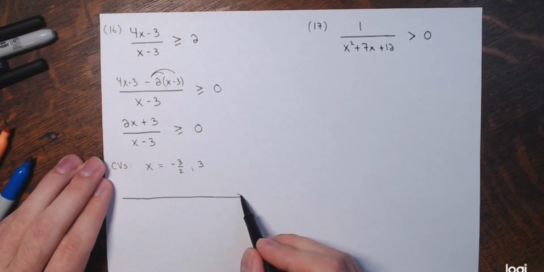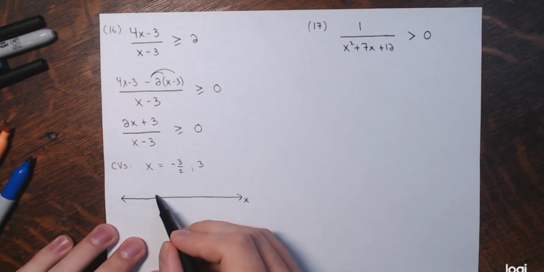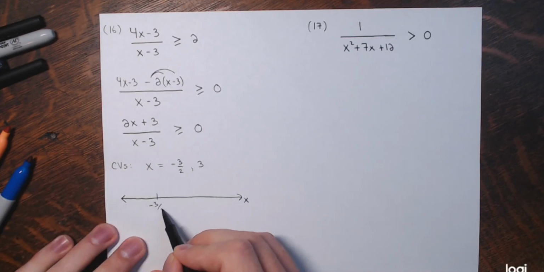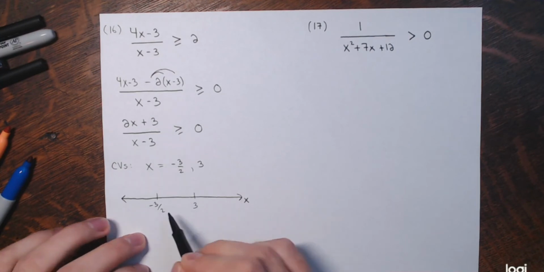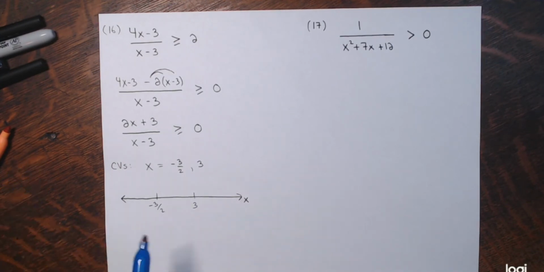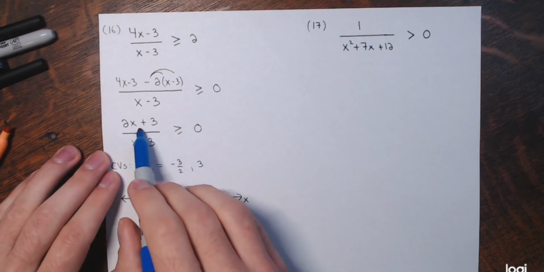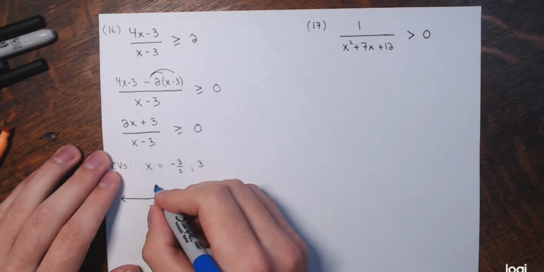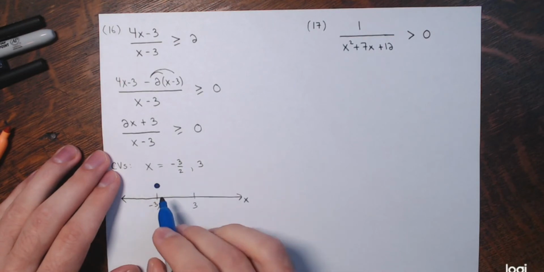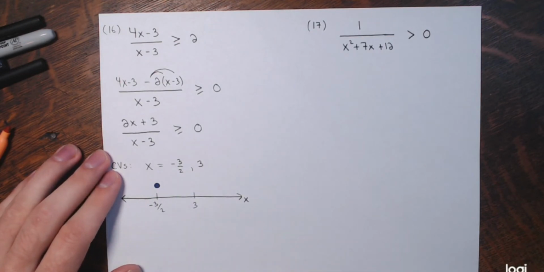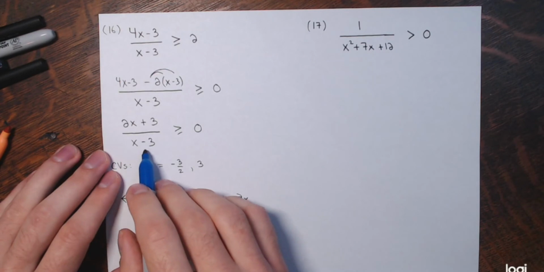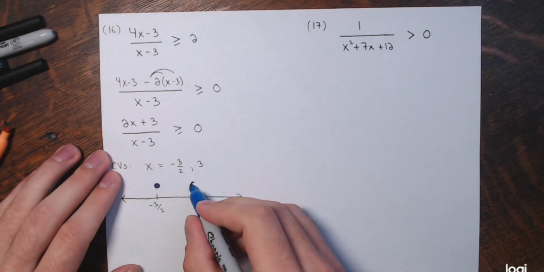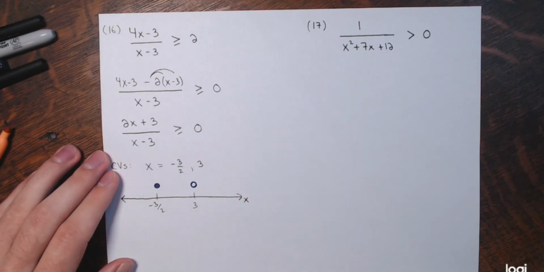Mark these off on a number line. These are values of x. And negative 3 halves would be to the left of positive 3. I test if these are solutions. Now when you plug in negative 3 halves, you have 0 is greater than or equal to 0. That's true. The equal to part is satisfied. So negative 3 halves is a solution. Positive 3 is not, because you're dividing by 0. That's undefined. You can't have that. So open point above 3.